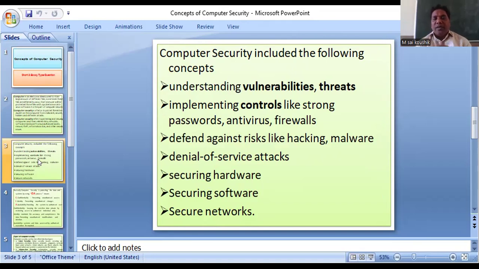Computer security includes the following concepts. Basically, understanding vulnerabilities and threats. Wherever we get some kind of disturbances, as per network technology, the errors, the mistakes, the drawbacks are called vulnerabilities and threats. By understanding what the failure is, we can easily find it and solve that problem.